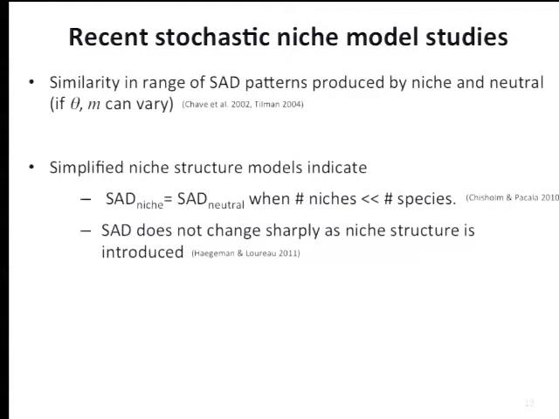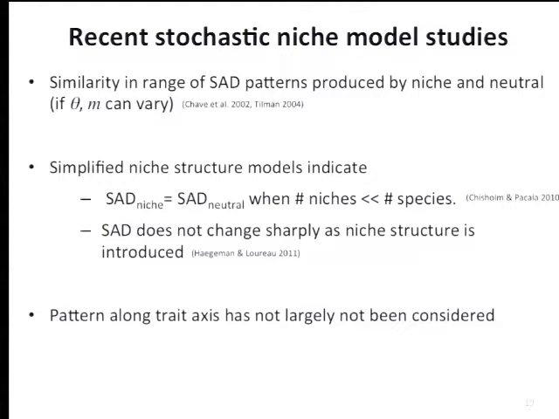Some other studies have focused less on the range of patterns and more on whether niches even create any differences when you fix theta and m. One of those studies was by Chisholm and Pacala. They used a simplified niche structure where they divided species into entirely distinct niches where the dynamics between species within them are neutral, and there are no interactions across the different niches. In that case, they find that the niche and neutral SADs are basically the same as long as the number of niches is a lot smaller than the number of species. Another simplified niche structure model involved taking the same competition parameter across all species, so the same alpha, regardless of what pair of species you're thinking about. In that case, they found the SAD doesn't change sharply as you add niche structure, as you lower the alpha below 1. And so far, patterning along the trade axis hasn't been considered very closely in the context of these stochastic niche models.